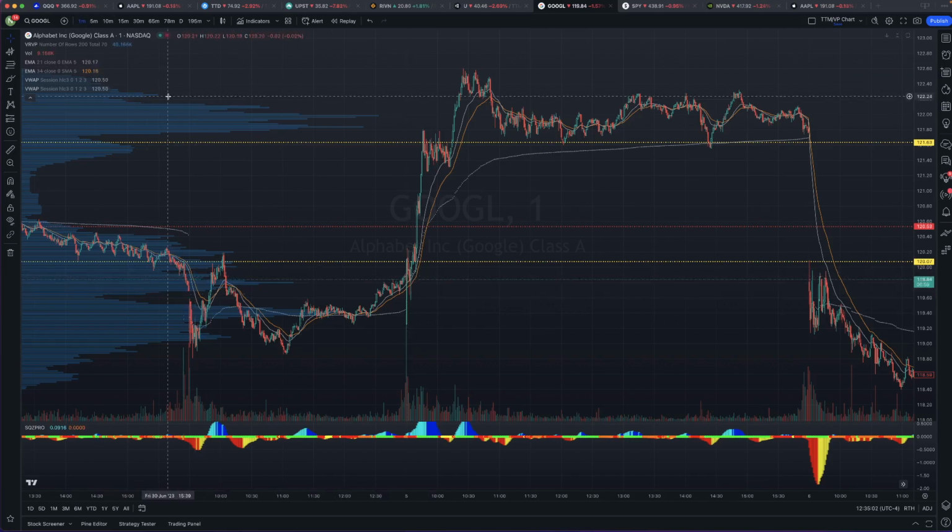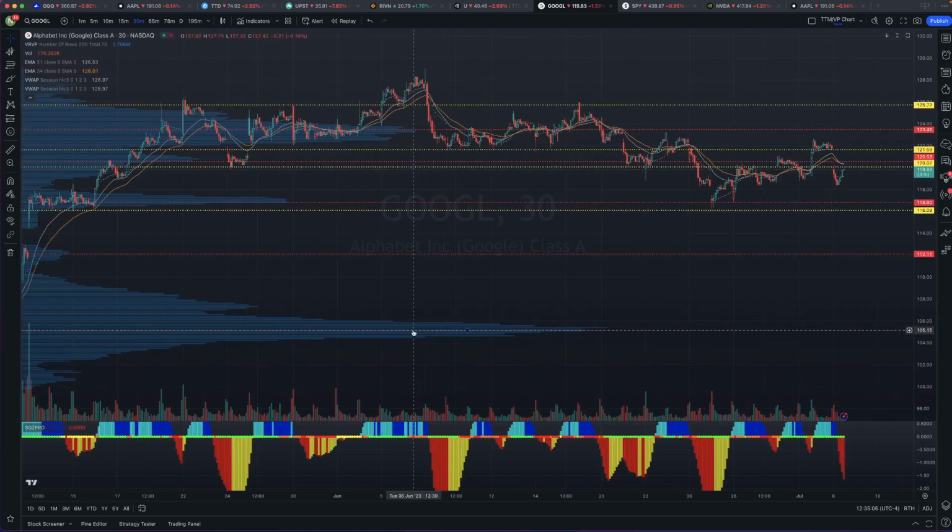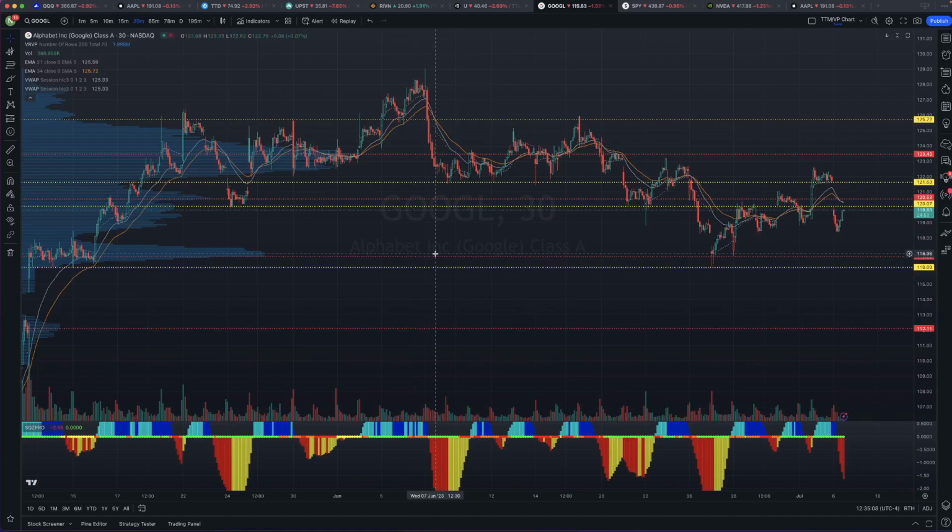So the long and the short of it is, learning to mark up your charts with key volume profile levels helps you react quicker when price is coming into those levels, and make decisions because you've done your work ahead of time.